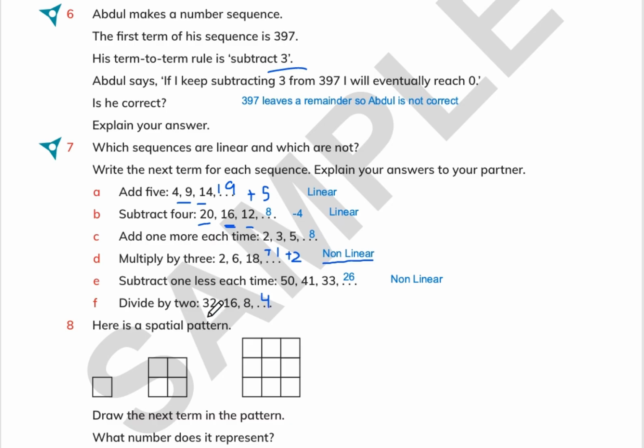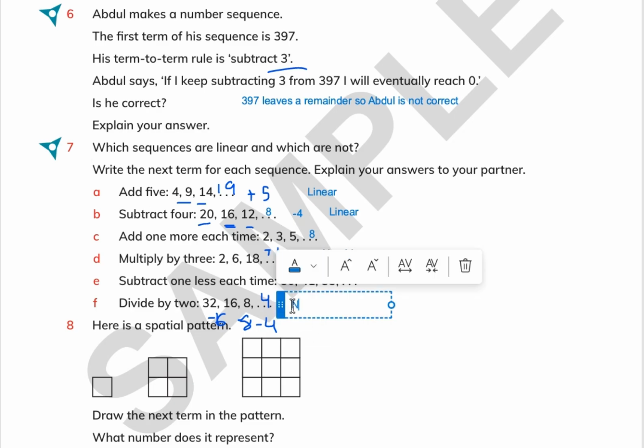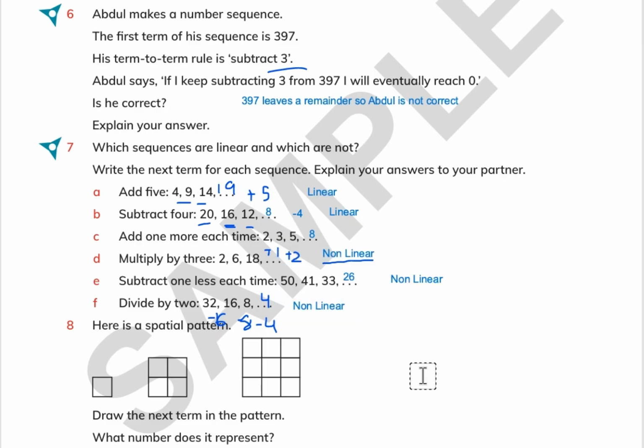And the difference here, you can see, is minus 16, minus 8, minus 4. So again the difference is not the same. So this sequence is also a non-linear sequence. So we are done with question number 7.